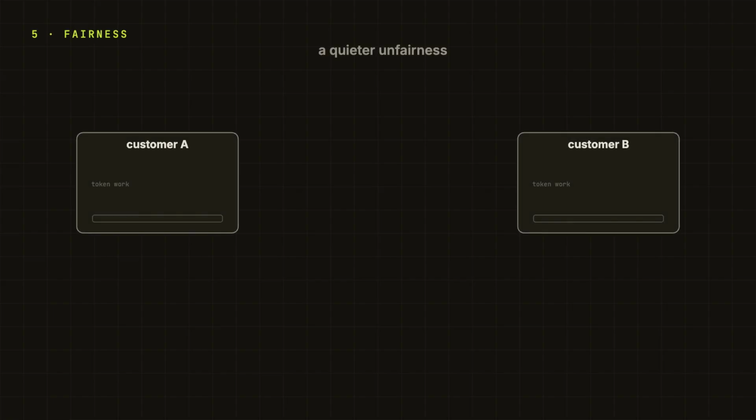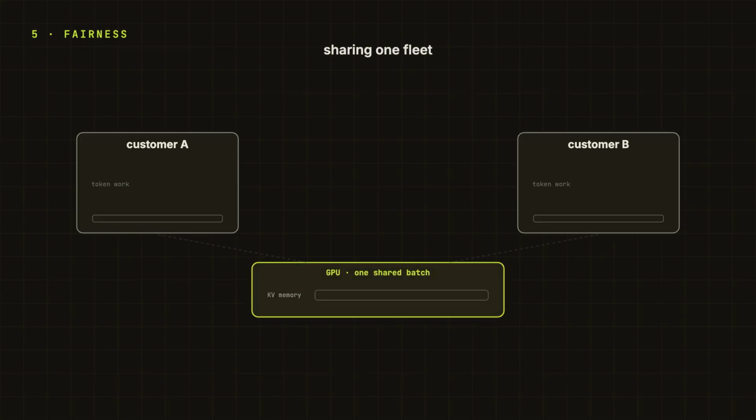That was the fleet protecting itself against overload. But there is a quieter unfairness that shows up even when we are not overloaded. The moment many customers share the same fleet, the usual way to be fair is a rate limit everyone gets. Let's say 100 requests a minute, equal counts, equal footing, right? But watch what that lets happen.